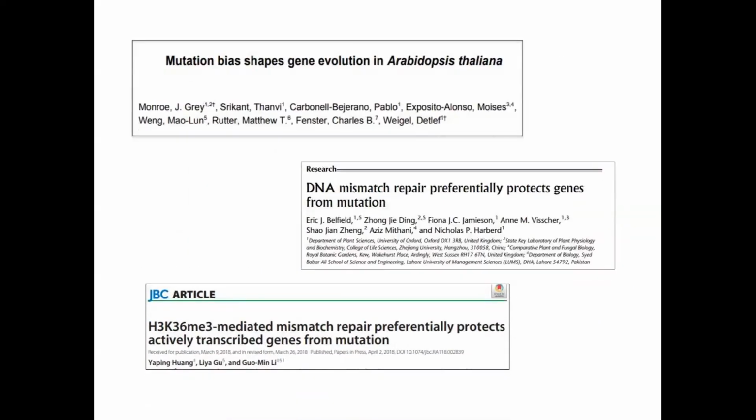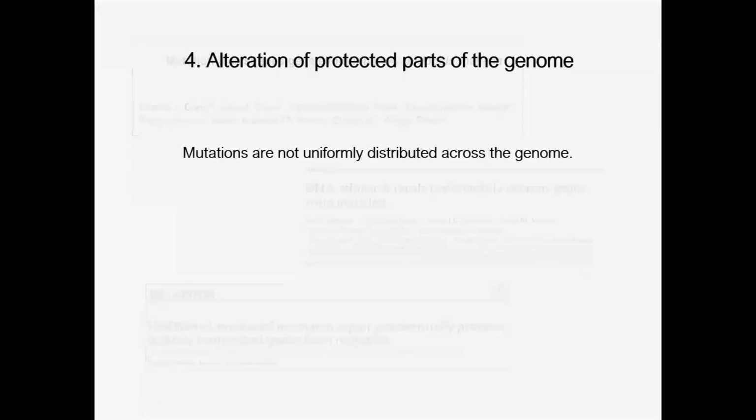However, a number of scientific papers have been published in recent years which show that new mutations naturally occur more frequently in certain areas of the genome than in others. This is shown by work with Arabidopsis thaliana, a model plant used in basic research, but also by work with human cells and yeast cells. Mutations are therefore not evenly distributed in the genome.